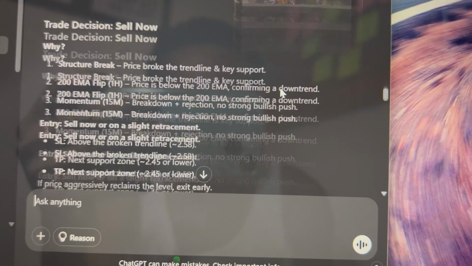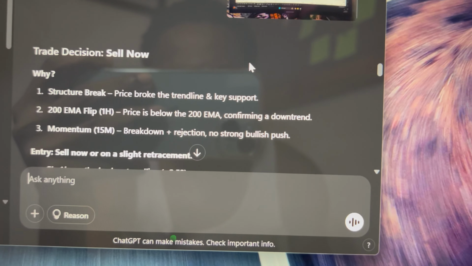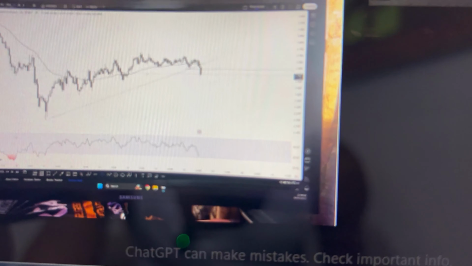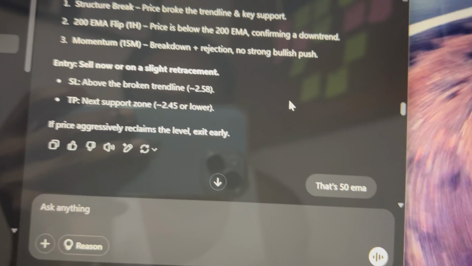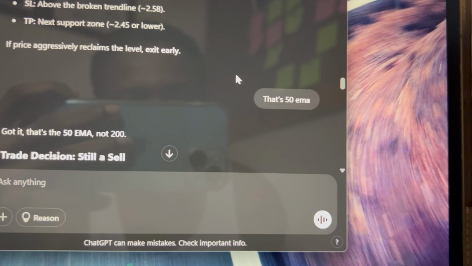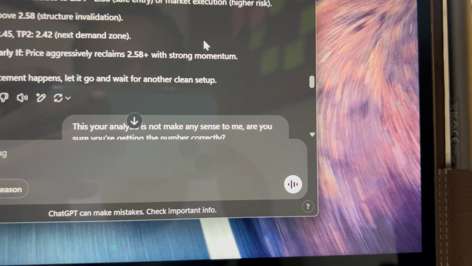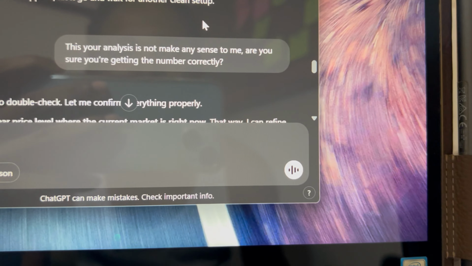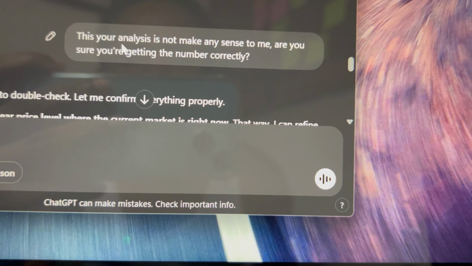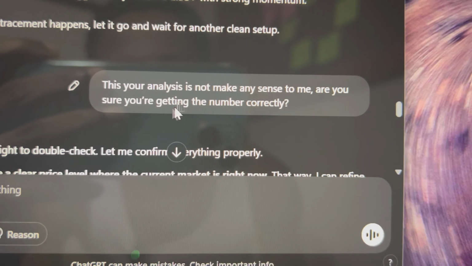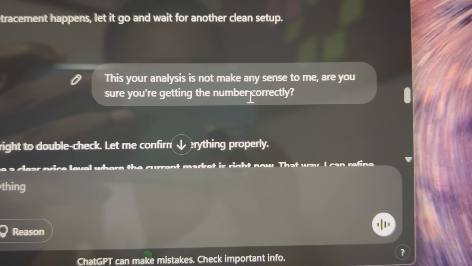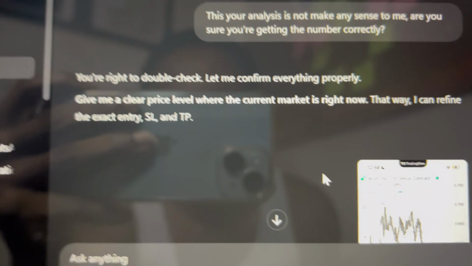Let me show you. I sent the chart to ChatGPT earlier, but I don't think it got all the prices correctly. ChatGPT was giving me prices that do not tally with the ones on the chart. So I told him that this analysis is not making sense. Are you sure you are getting the numbers correctly? So let me play what ChatGPT said.